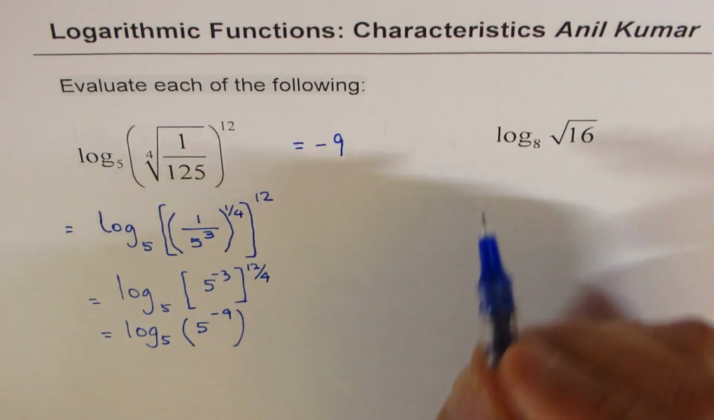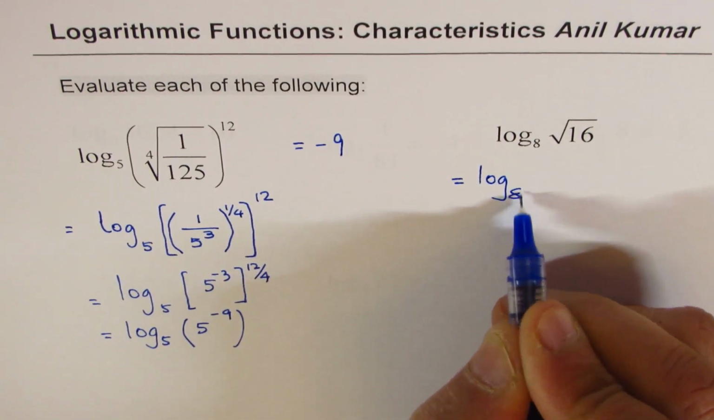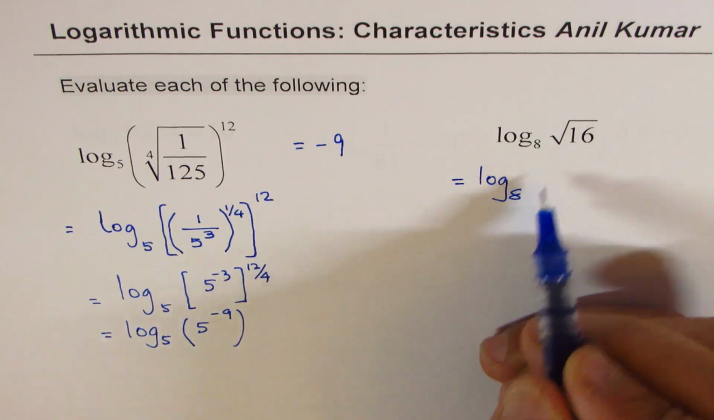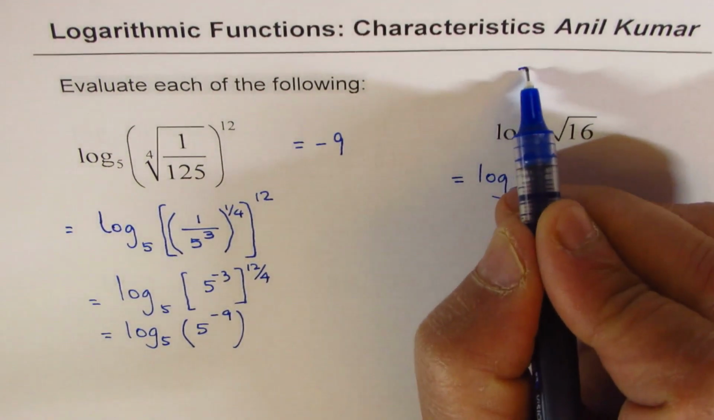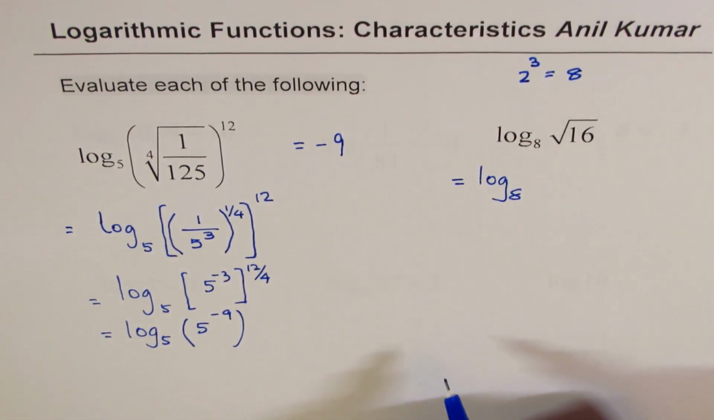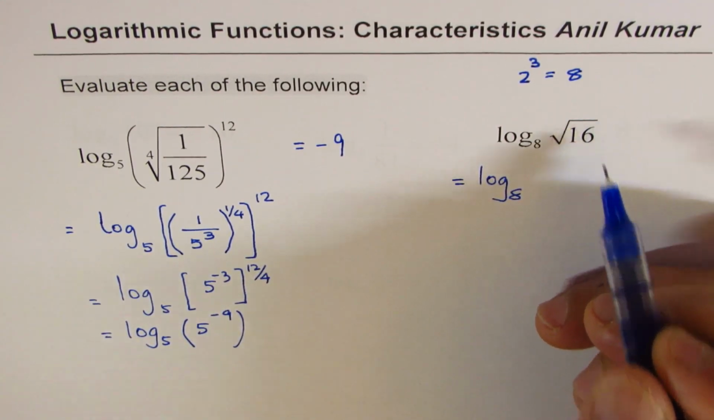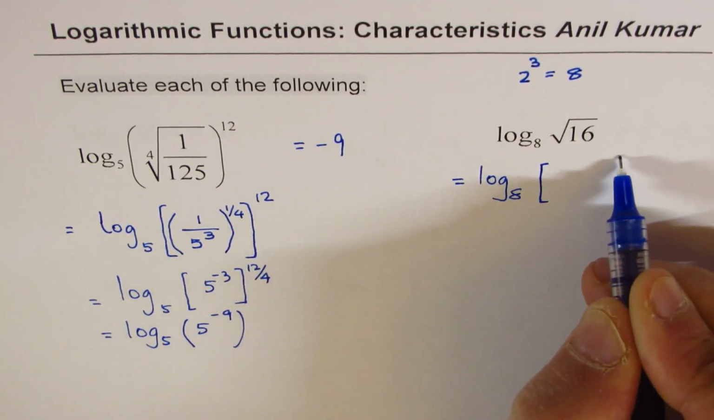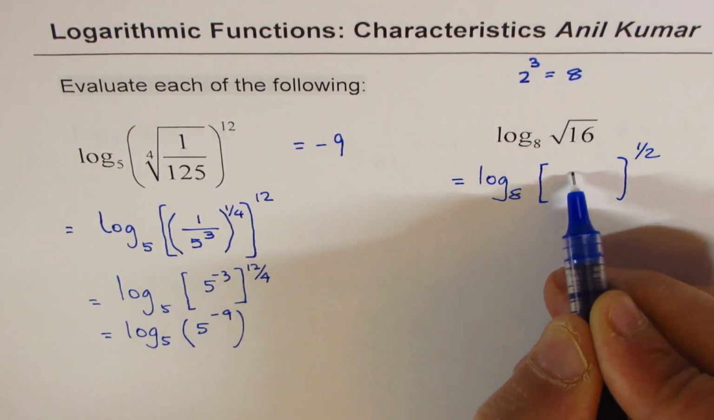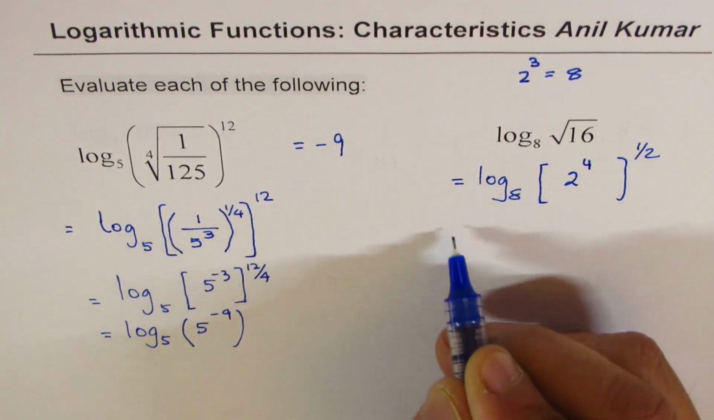Okay, let's do this one now. So we'll follow exactly similar steps. We could write this as log to the base 8. And how do I write 16 as 8? Well, we know 2 cube is 8. Is that okay? 2 cube is 8. So, and 16 is 2 to the power of 4. So let me go ahead in steps. So we have this here. Outside we have half. That is square root. 16, I could write this as 2 to the power of 4. 16, correct? 2 times 2 times 2 times 2.